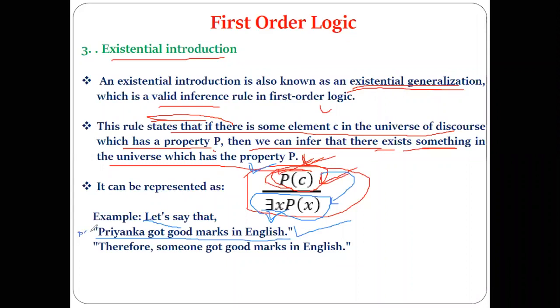You can write into the logical form also. This is our P of C, which is: Priyanka got good marks in English. Now, according to this existential generalization or existential introduction, from this, what sentence can we get?